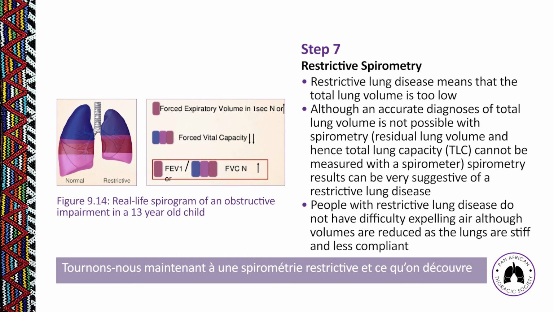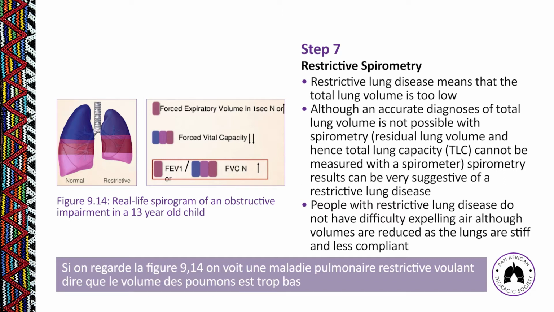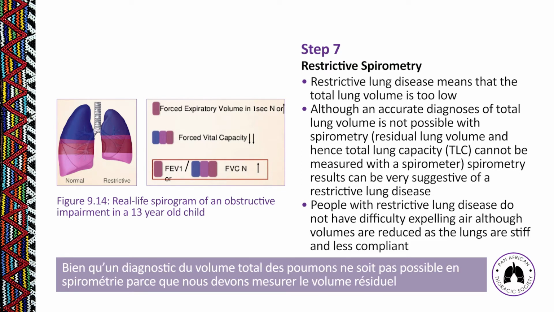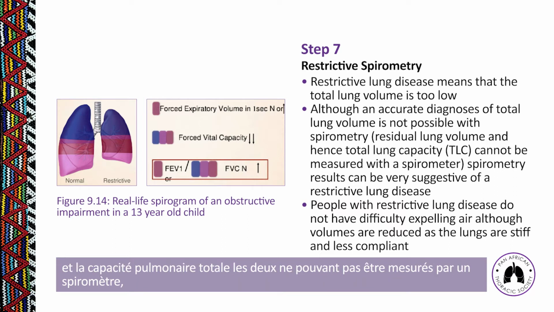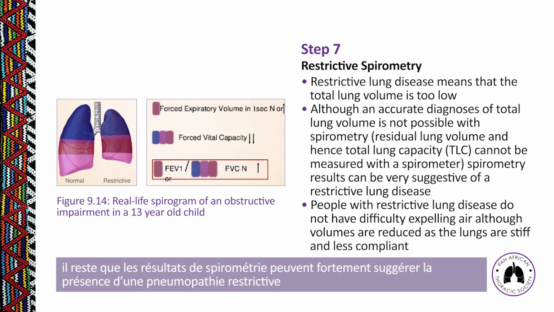Let's move on to looking at a restrictive spirometry and what you're going to see in restrictive spirometry. Looking at figure 9.14, restrictive lung disease means that the total lung volume is too low. Although an accurate diagnosis of total lung volume is not possible with spirometry, because we need to measure residual volume and the total lung capacity, and neither of these can be measured with a spirometer, spirometry results can be very suggestive of restrictive lung disease.